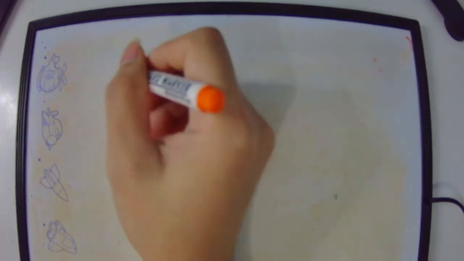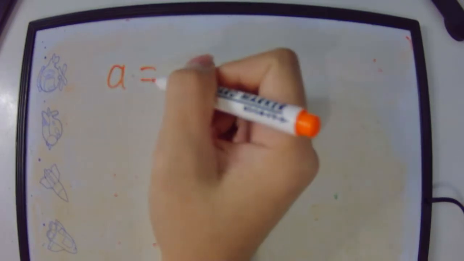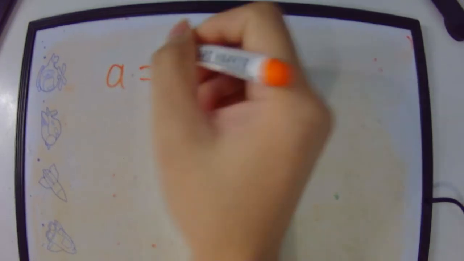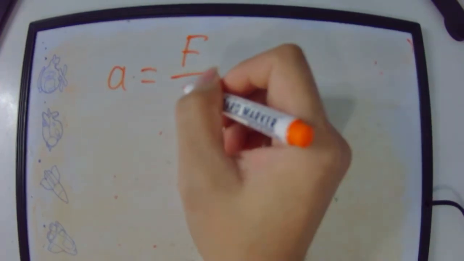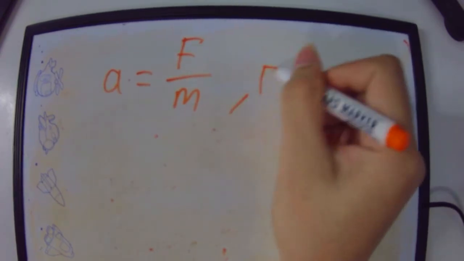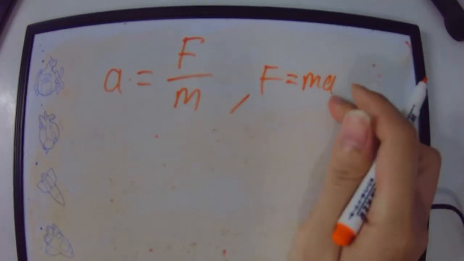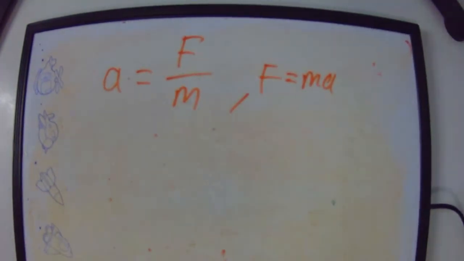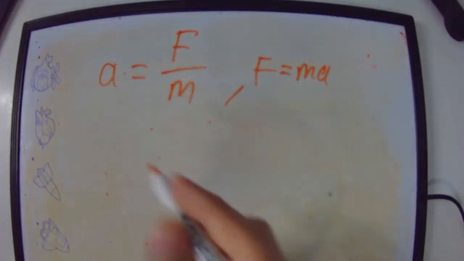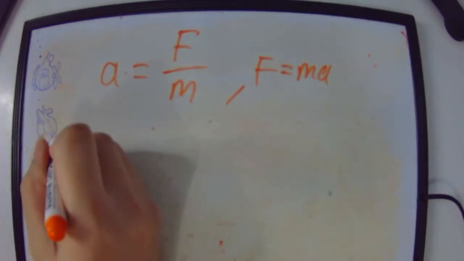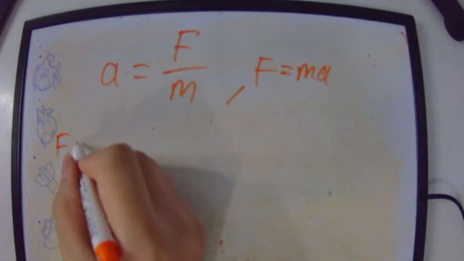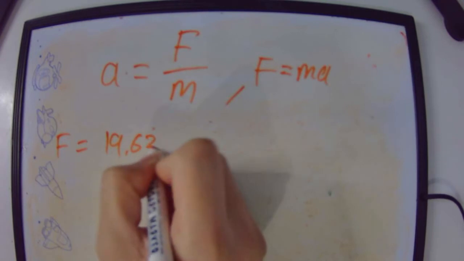But, this is the important thing. Remember, acceleration equals what? Equals force divided by mass. Right? Because force equals mass times acceleration. So acceleration equals force divided by mass. So let's say that force is already calculated just now. Force is 19.63.